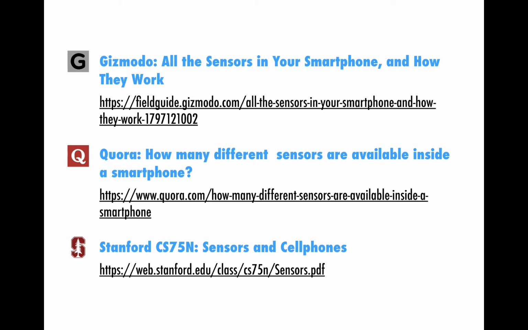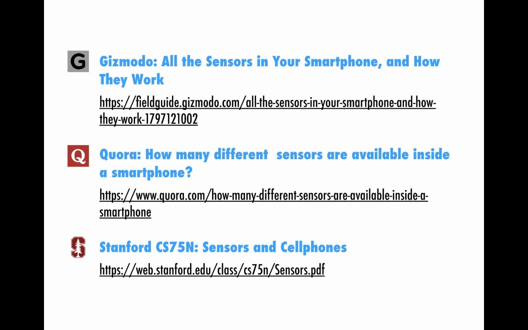The second source is a question on Quora, which is how many different sensors are available inside a smartphone. As of this writing, there are over a dozen answers to this question, and at least one of those answers lists over 30 different kinds of sensors that could be available on your smartphone. Although I highly doubt that many of you have a Geiger counter in your phone, unless you're living in Japan in the vicinity of Fukushima. But if you are living there, it makes sense to have that kind of phone.